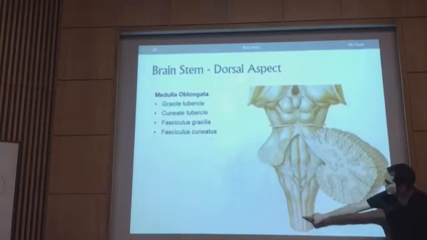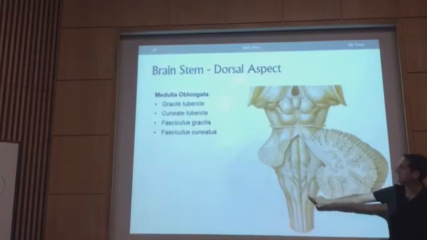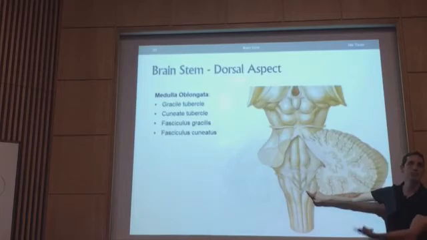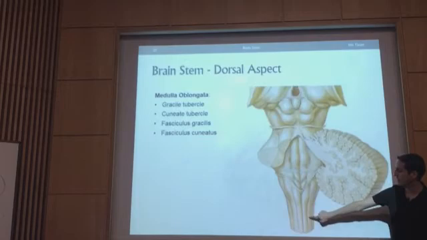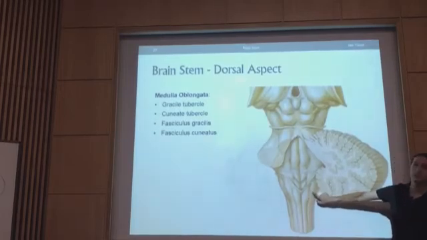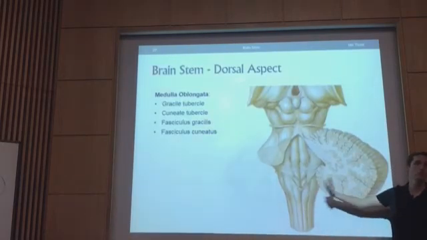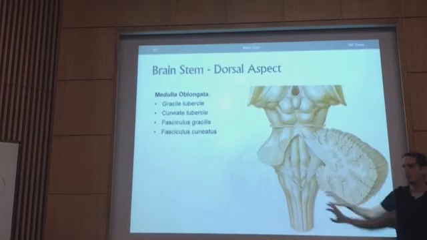And the end of the fasciculus gracilis is in this tubercle, or you can call it tuberculus gracilis or gracile tubercle. And the end of the cuneate, the fasciculus cuneatus, is in the cuneate tubercle. And inside of each tubercle, there are nuclei. Nucleus gracilis, nucleus cuneatus. Okay?